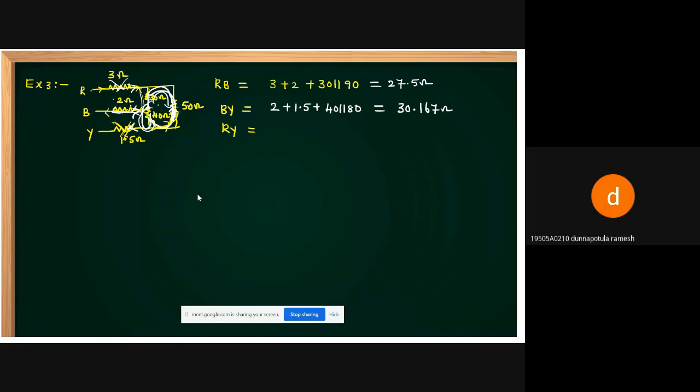3 plus 1.5. How much? 3 plus 3 plus 1.5. Plus 30 plus 40. 70 is parallel to 50. Very good, that is the path. Now the current is through RY; RY means don't consider B. 3 plus 1.5. Now the same current flows through 30 and 40 ohms, that's why series: 30 plus 40 is 70, in parallel with 50. You simplify this and you get 33.67 ohms.